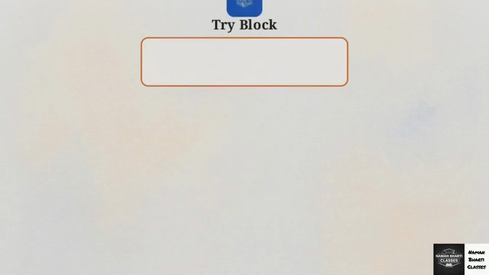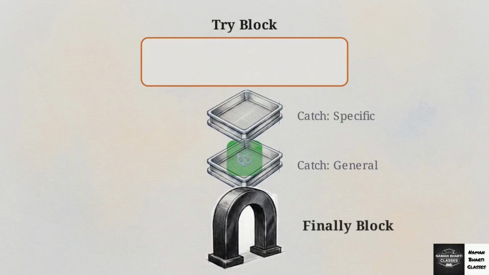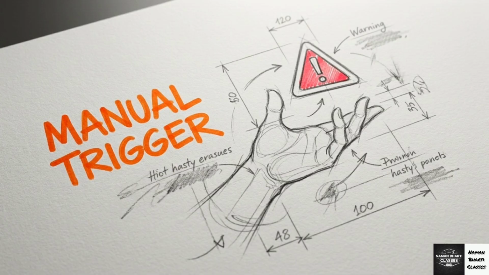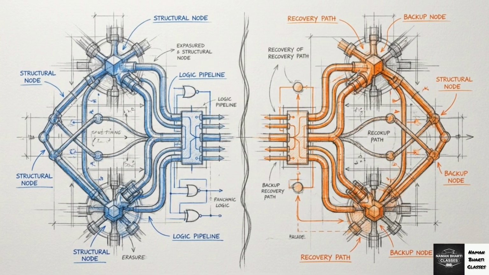A try block monitors risky instructions, generating an exception object if an error occurs. This object drops through ordered catch block filters, from most specific to most general. Only the first matching catch block executes, bypassing the rest. The finally block is used for code that must execute regardless of whether an exception was thrown. This is typically where shared resources, like file streams or network sockets, are released. While the throw keyword is used to generate an exception manually, the throws clause signals in a method signature that a specific risk exists. This cleanly separates primary business logic from error recovery code, resulting in readable, stable applications.